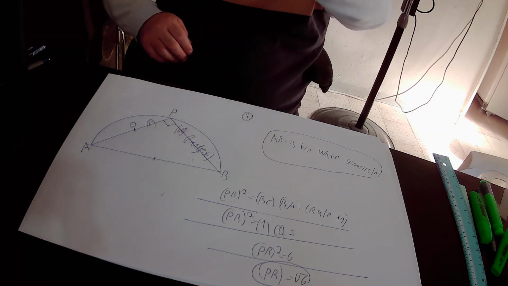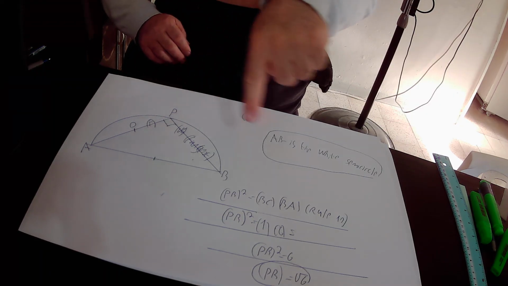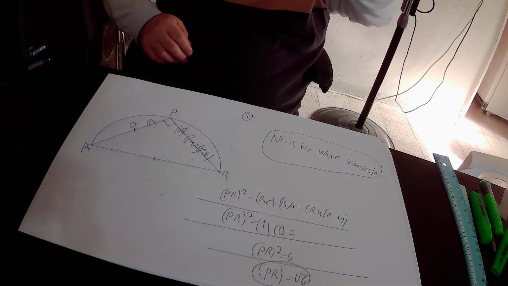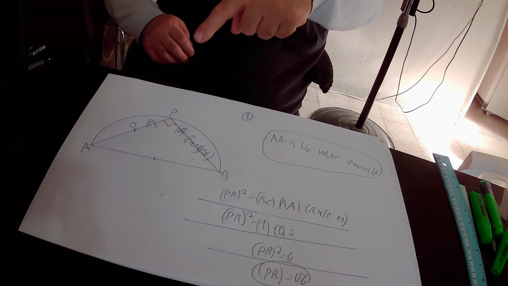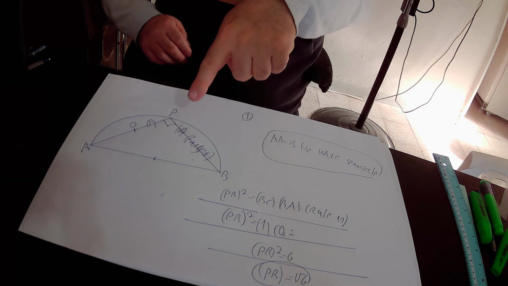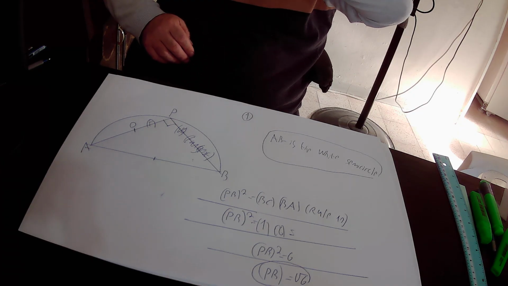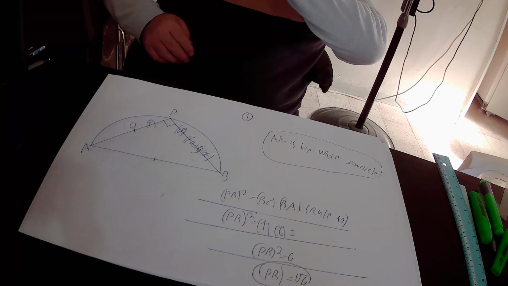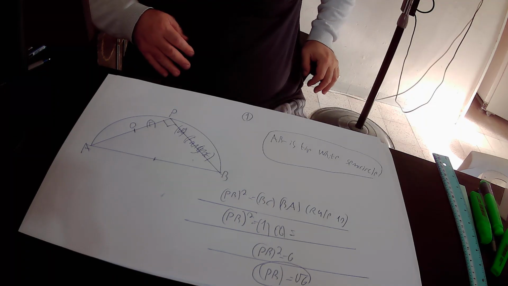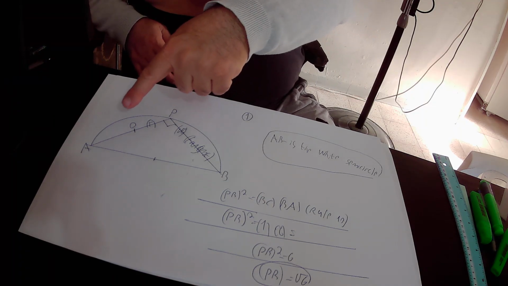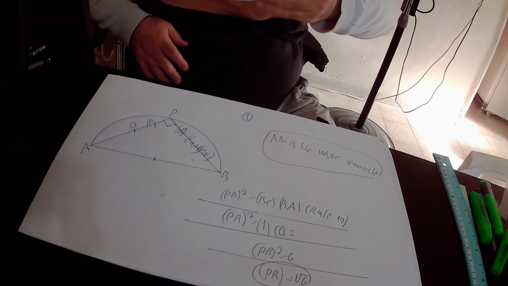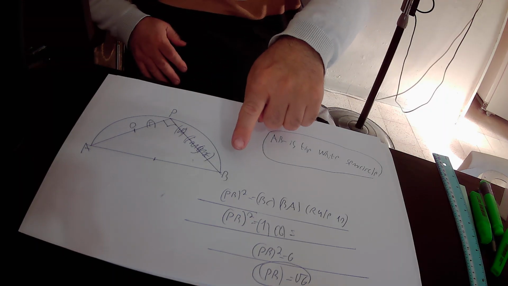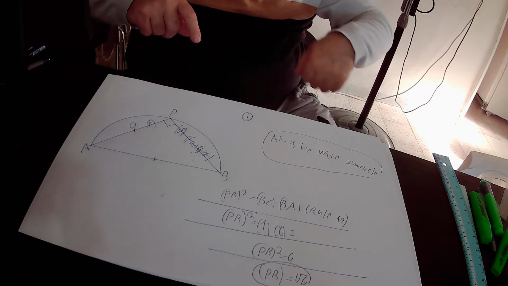AB is of course the diameter of this white semicircle, and we have peripheral angle APB that is subtended on AB, that is the diameter of this white semicircle. Therefore, peripheral angle APB must be equal to 90 degrees in its size according to rule 7. You can see here that peripheral angle APB equals 90 degrees according to rule 7. So we know that peripheral angle APB equals 90 degrees. It means that line segment BP is perpendicular to PA.